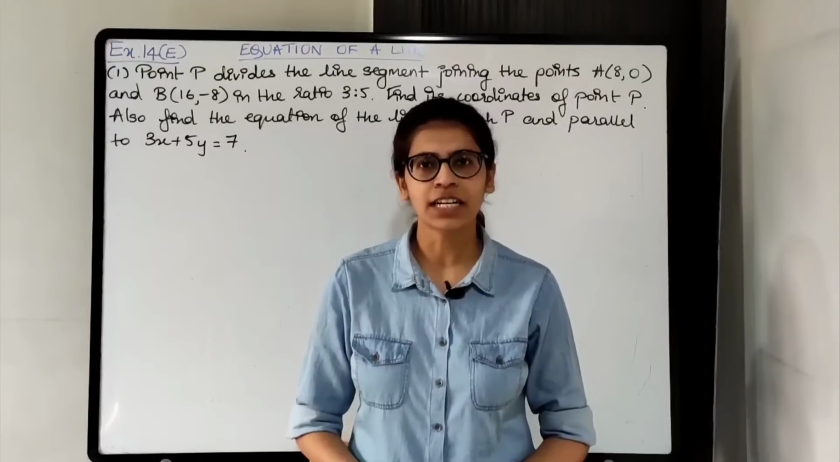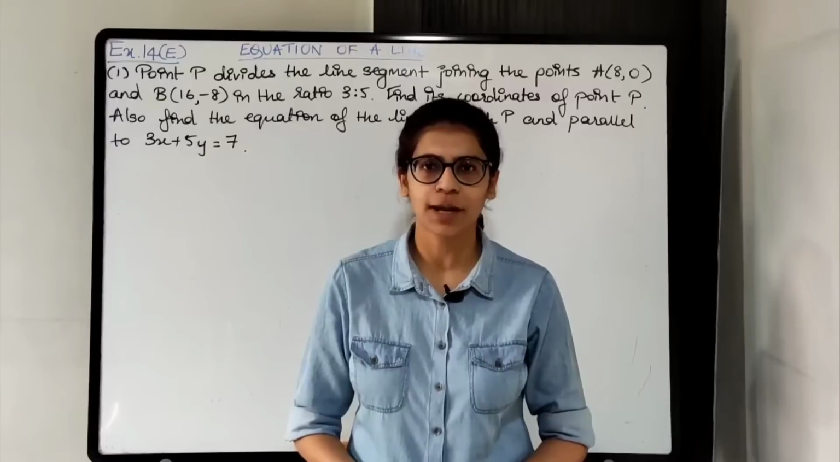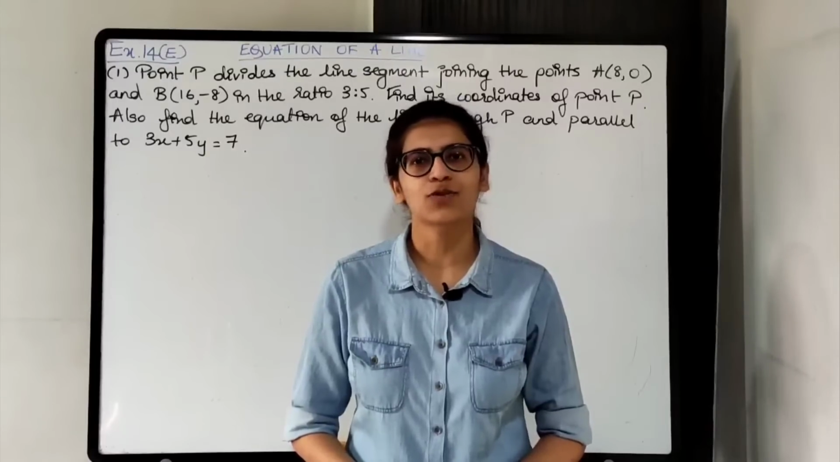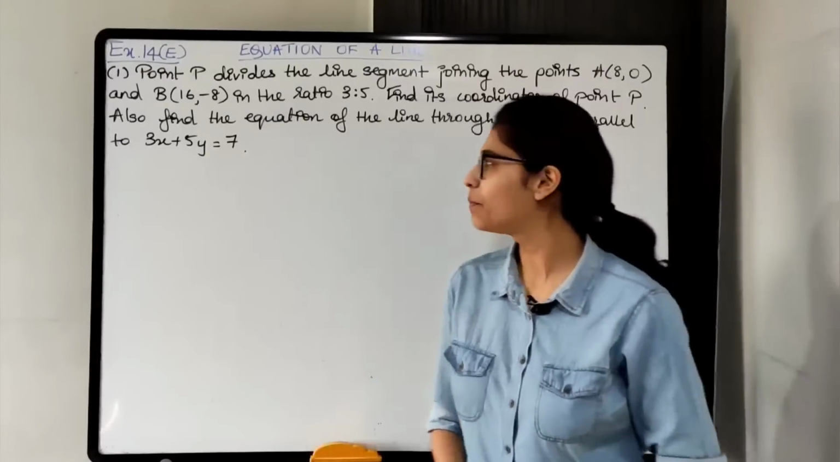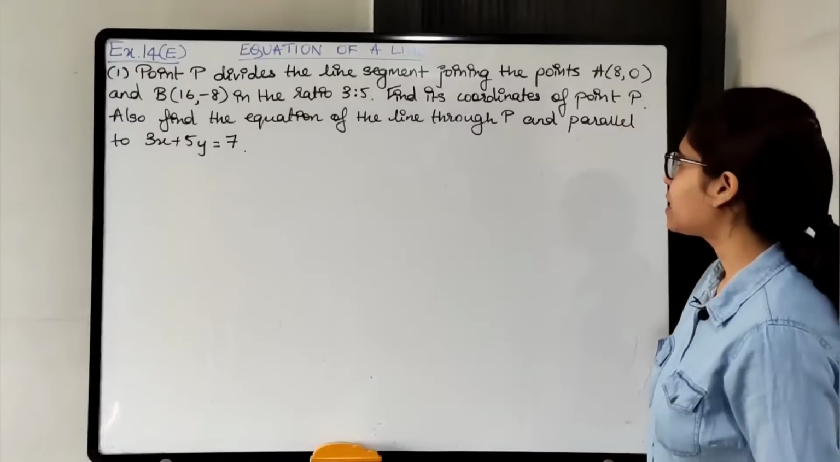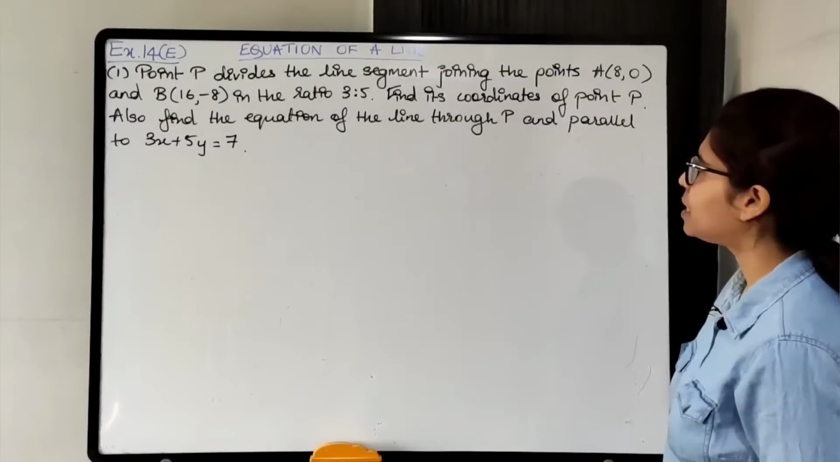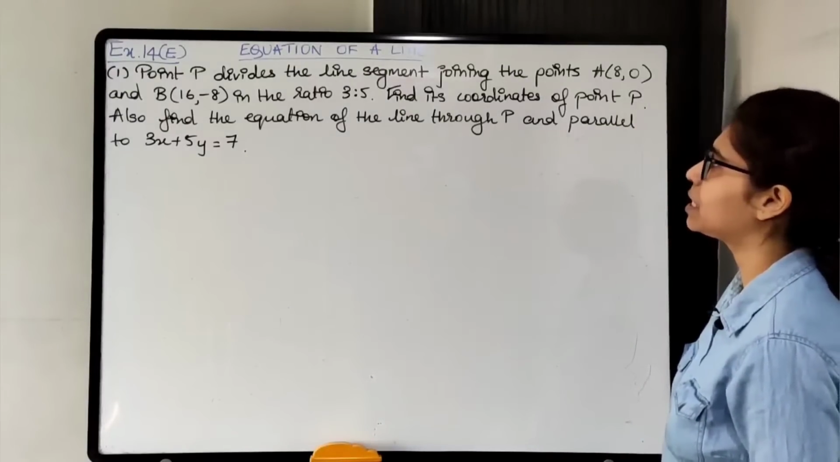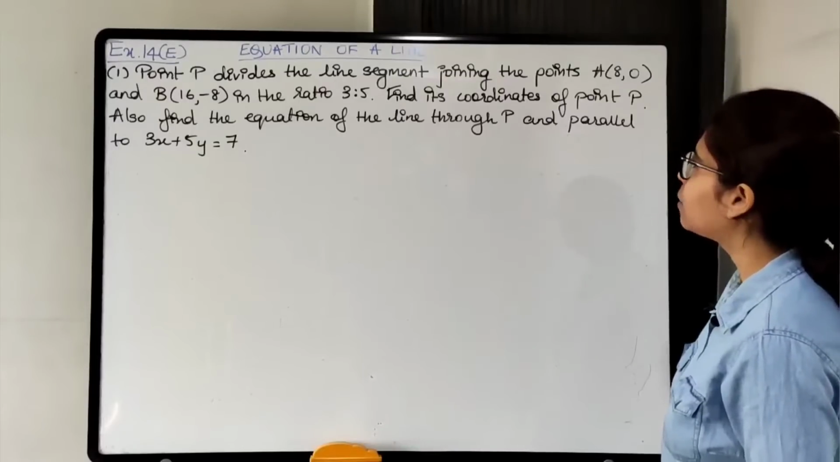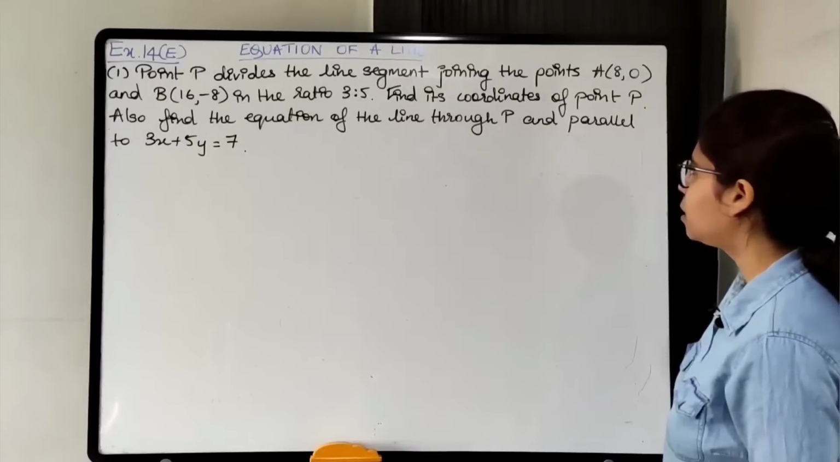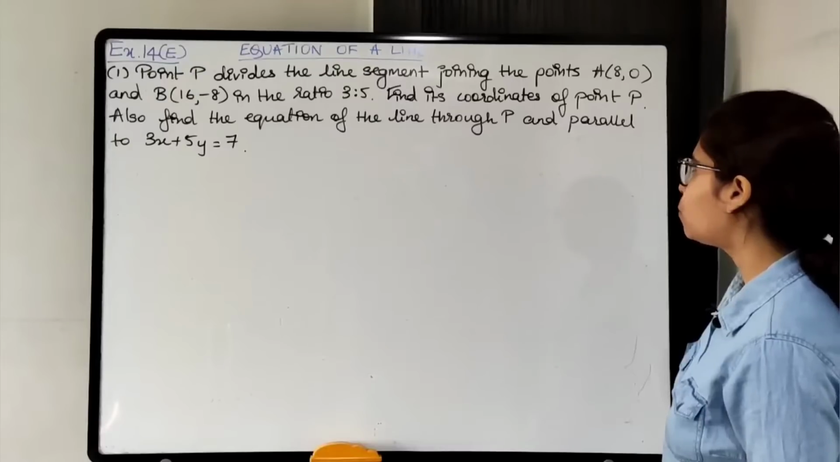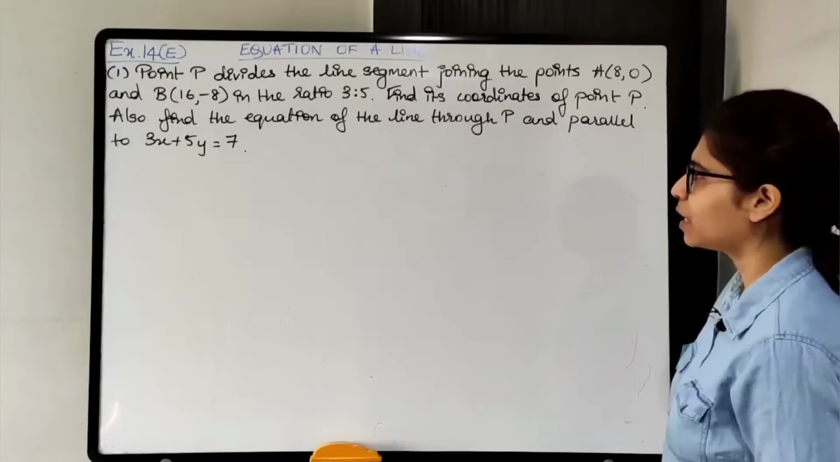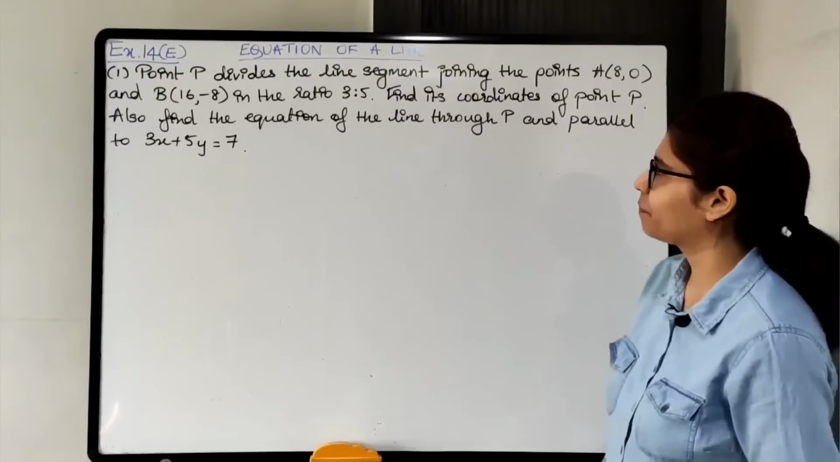In this video, we'll start with exercise 14E from chapter Equation of a Line. So starting with question number 1. Point P divides the line segment joining the points A 8, 0 and B 16, -8 in the ratio 3:5. Find its coordinates of point P. Also find the equation of the line through P and parallel to 3x plus 5y equal to 7.